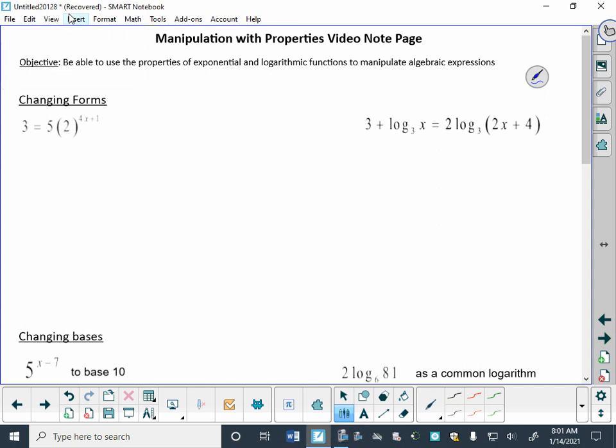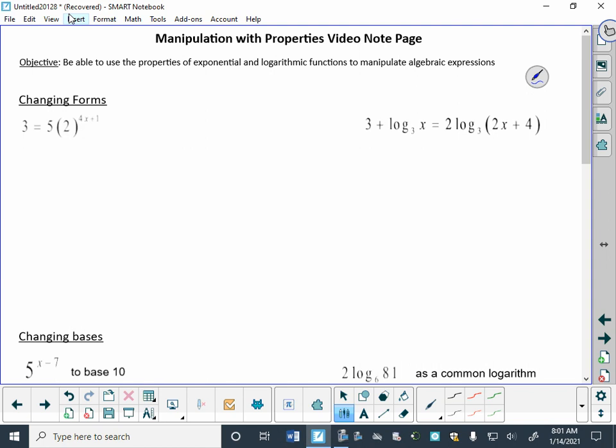All right. Algebraic manipulation is a big thing that we want to be able to do, and now that we've come up with some properties for these exponential logarithmic functions, we'd like to be able to manipulate those a little bit. So if you're looking at your note page, you should see these same problems on here. So we're going to look at changing some forms of these things.